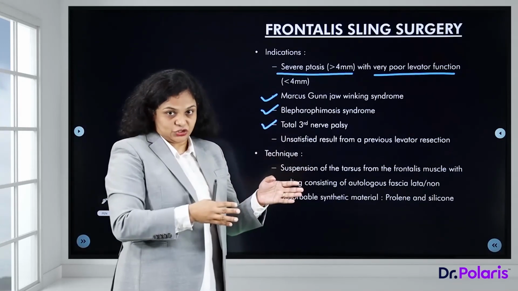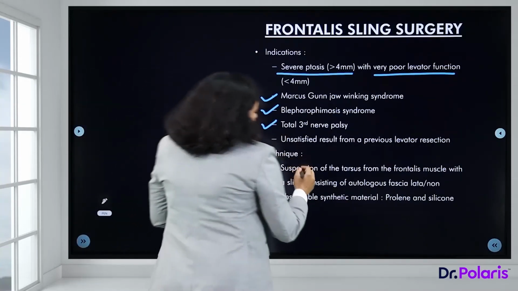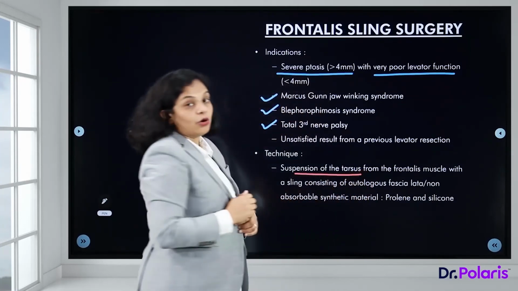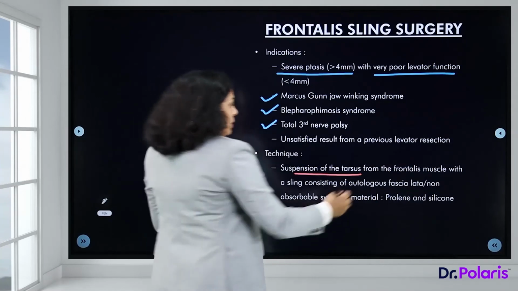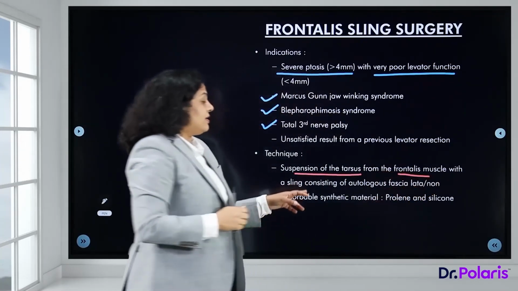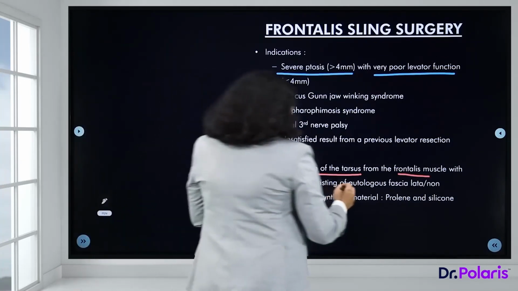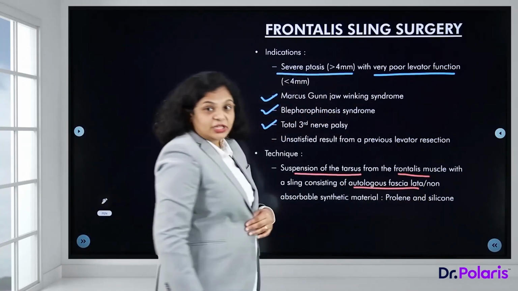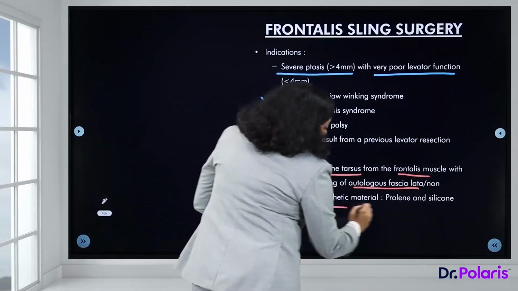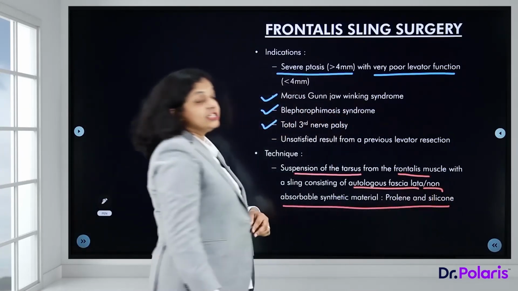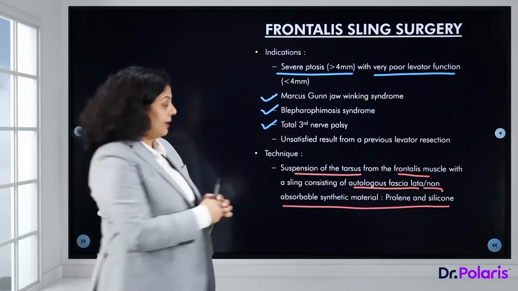In such cases what we have to do is a suspension of your tarsus to the frontalis muscle. Now this can be done with the use of an autologous fascia lata that you can take from the thigh of the patient, or you can use non-absorbable synthetic material such as your prolene and a silicone band which is used.